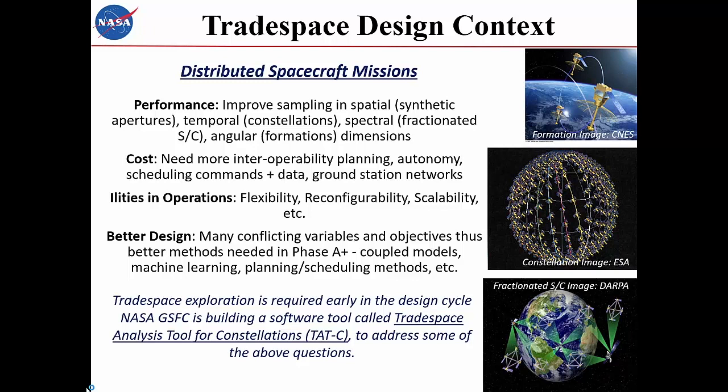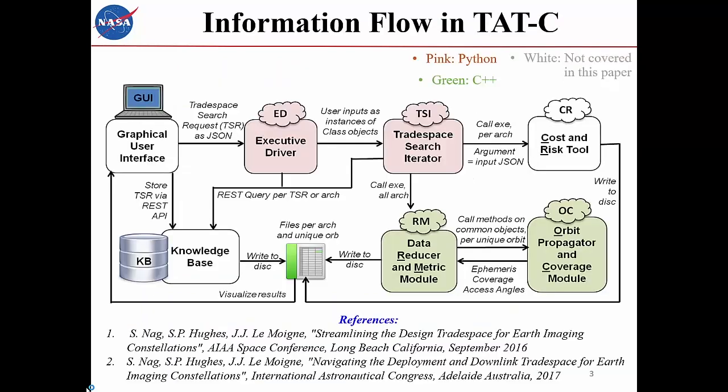There's different types of distributed spacecraft missions. We have formations, constellations, and fractionated spacecraft. And what we're doing at Goddard is building a software tool to address some of the questions on how we can design for conflicting variables and objectives if you fly multiple spacecraft.